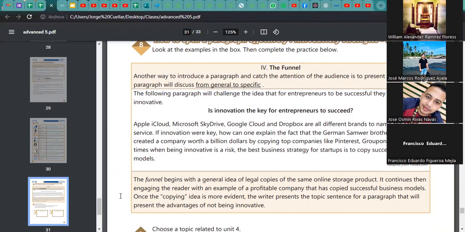Marcus, could you please help us read this chart? Okay. Look at the example in the box, then complete the practice below.